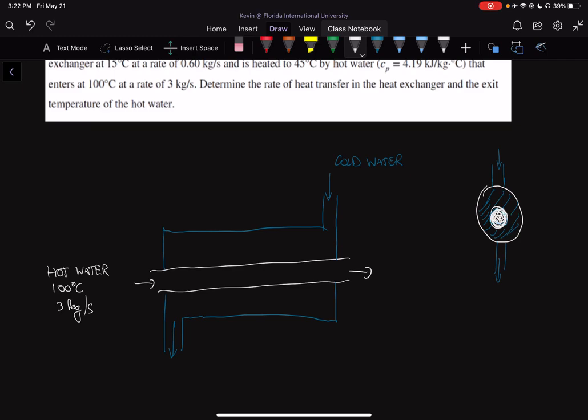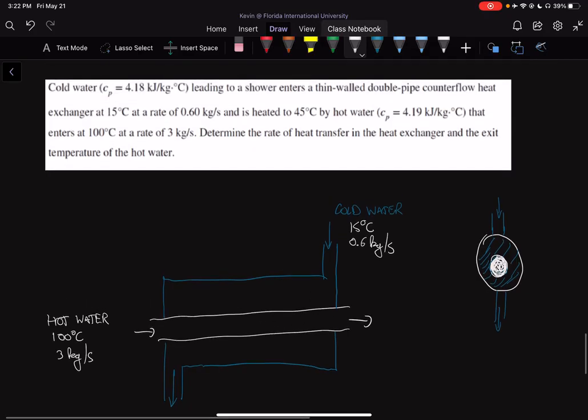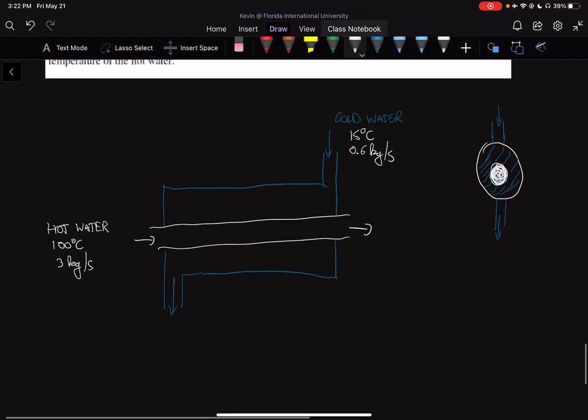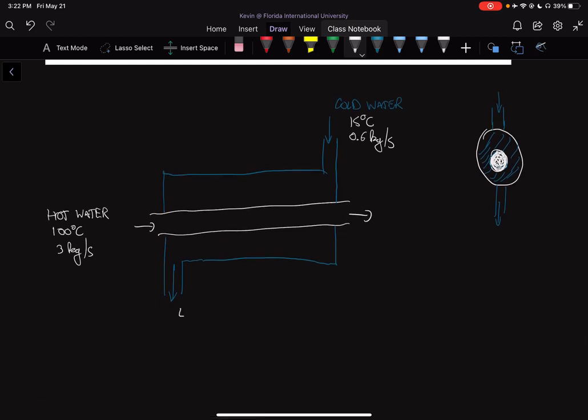You would just have water coming in if you're looking at a front view of that system. Okay, so we're told that the cold water, and I'll write in white just so it's clear, is at 15 degrees Celsius, and we're told that the flow of the cold water is 0.6 kilograms per second. And we're also told that the water is heated to 45 degrees by the hot water. So we know that the exit temperature is 45 degrees Celsius. Okay, so that's the information that we're given.